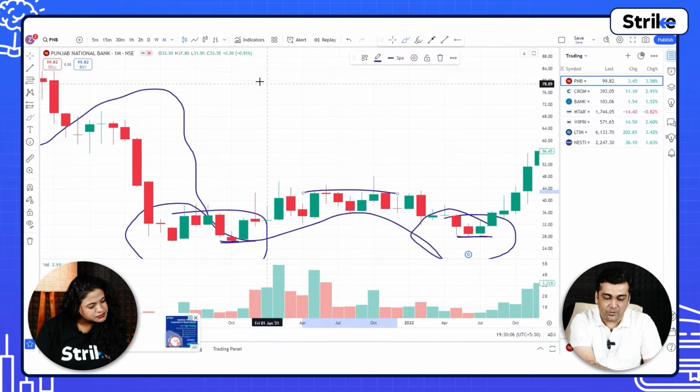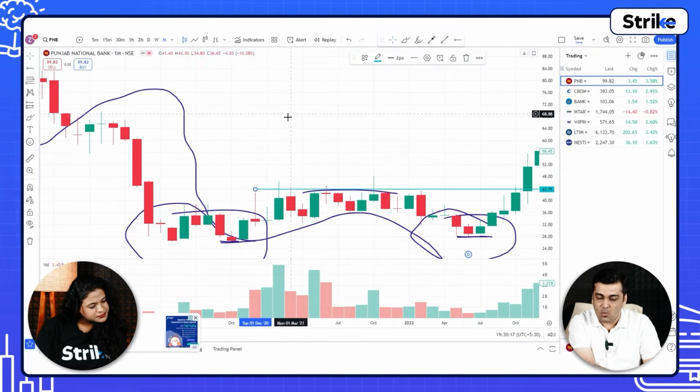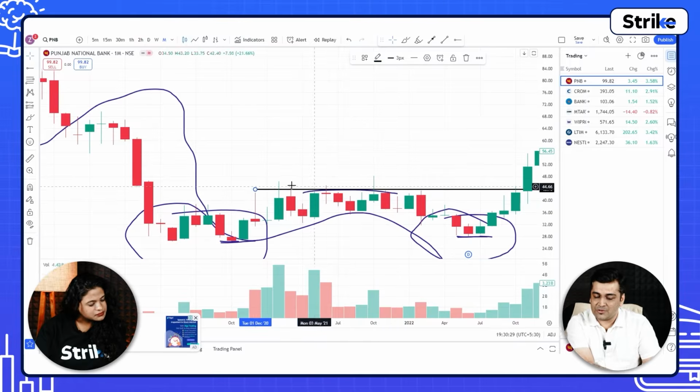All right. So what we can do is there is a horizontal line. We can draw a horizontal ray from this level over here. Okay. And now wait for what? Wait for prices to close above this particular trend line. So this black trend line is a trend line.